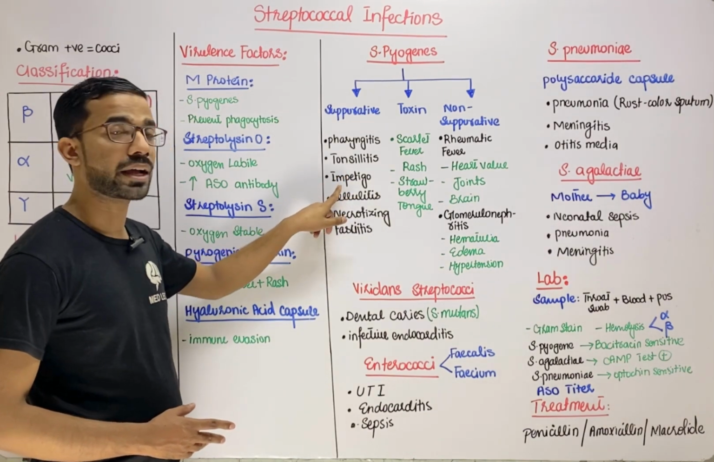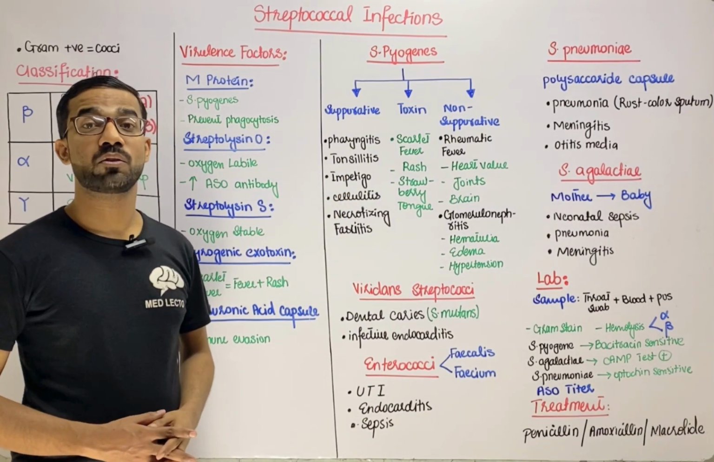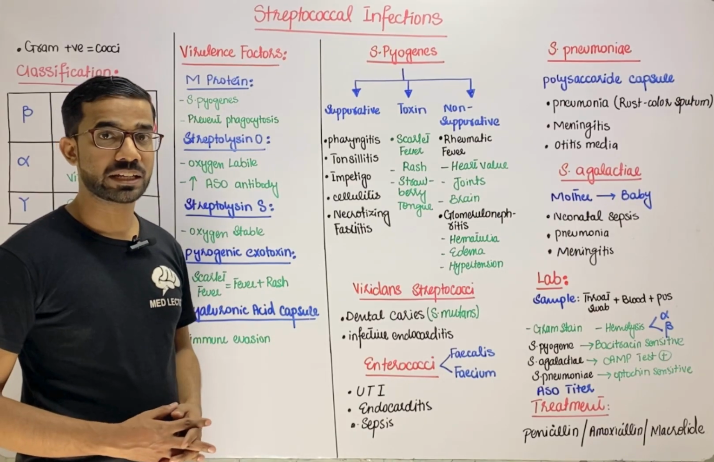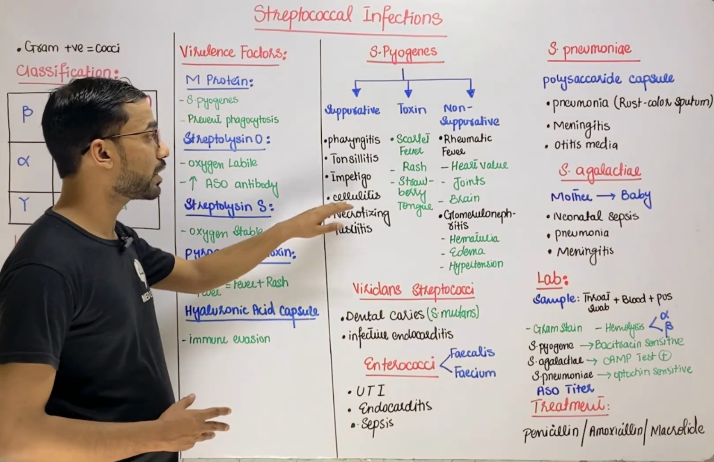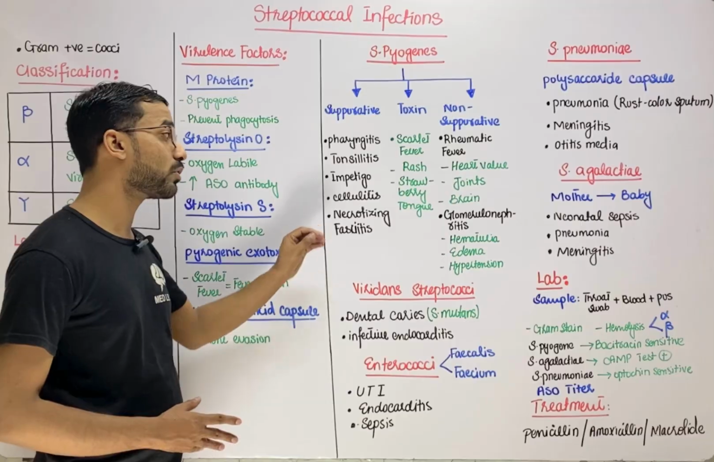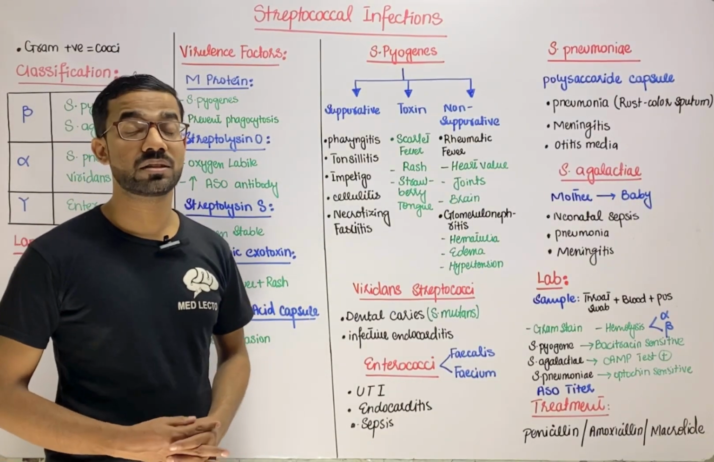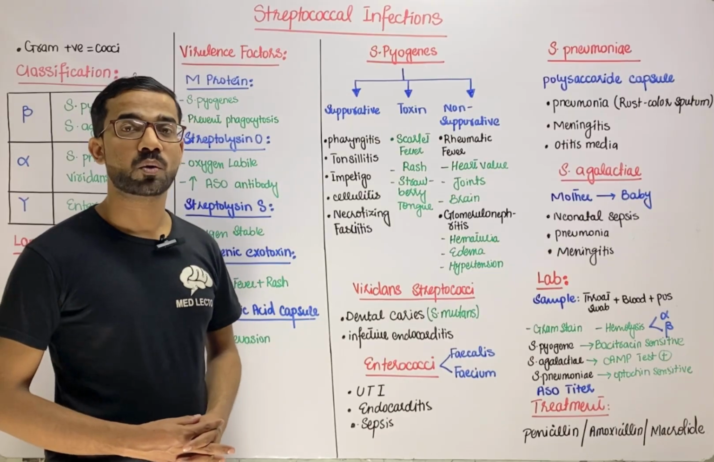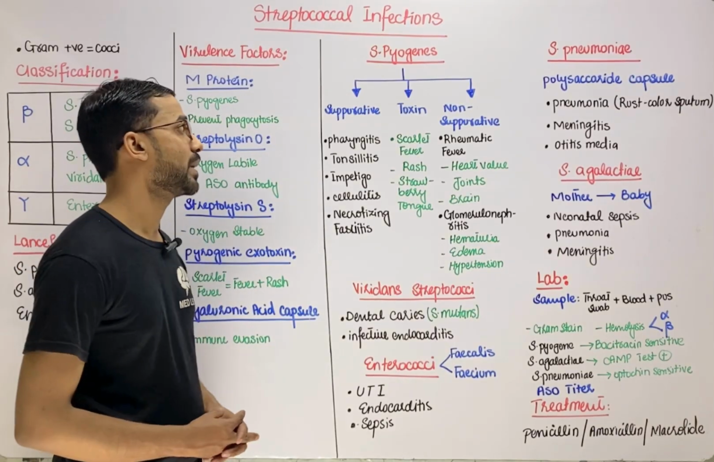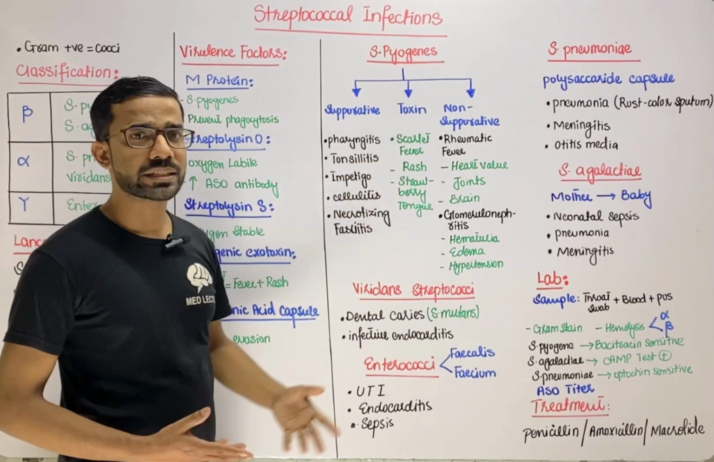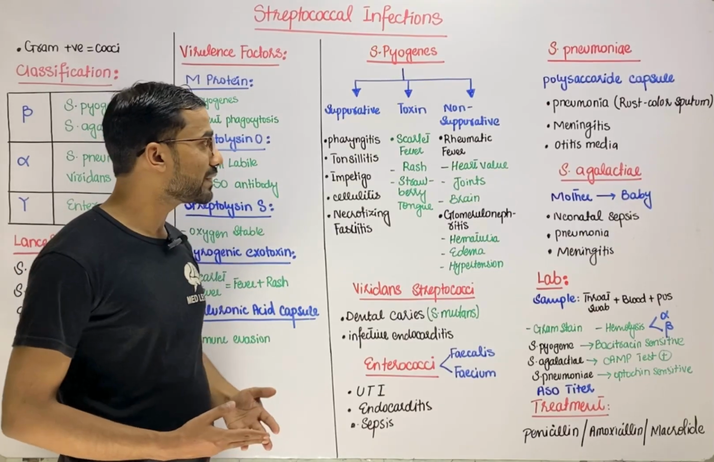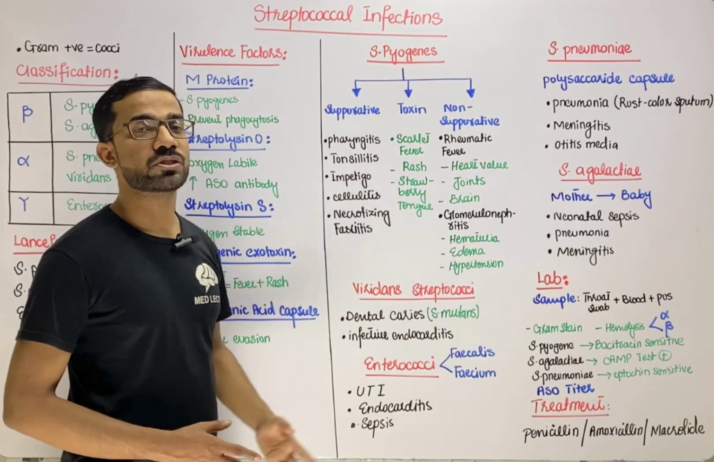In that case, impetigo, you will see the golden yellow crust skin. You will see the skin condition. You can also see cellulitis and necrotizing fasciitis, which is the flesh eating disease. This is the most dangerous one, caused by S. pyogenes. Toxin mediated disease, that will be scarlet fever as we have discussed. In that case, you will see fever, rash, and strawberry tongue.